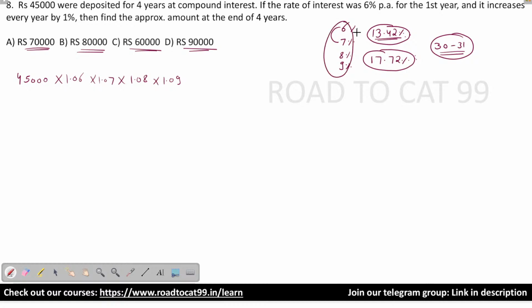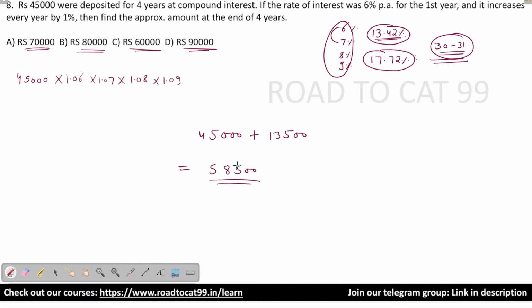So this total will be a 30% net increase. So to 45,000 I will add 30%. What will be the 30% of this value? It will be 10,500. No, 13,500. It should be 13,500. So this is approximately close to 58,500.